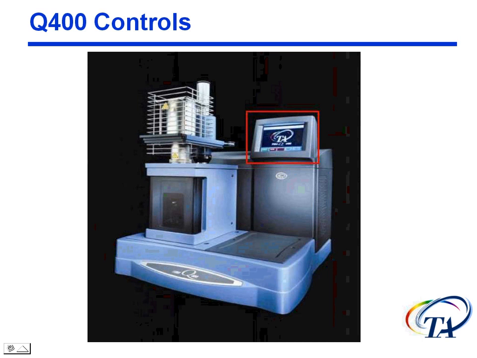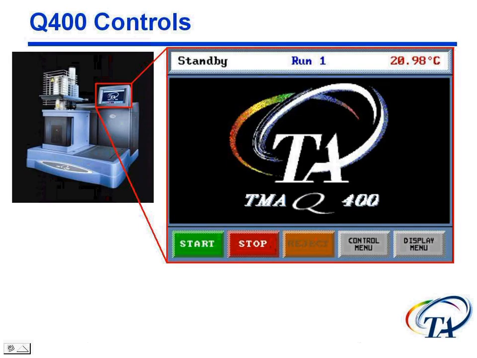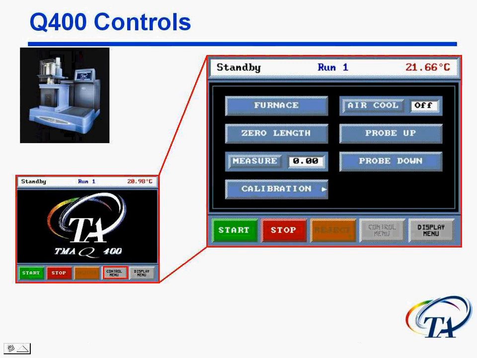Now, this is the Q400. This is what it looks like when you look at it. We're going to look at the buttons on the screen here that's highlighted, how we control it. And if we zoom in on that, we can see start and stop, reject, okay, but there's also control and display menu. If we go to the control menu, then we see we have buttons for the furnace, that's up and down. We can zero the length, measure our sample length. There's calibration that we can go from there, air cool on and off, probe up and down. Okay, they're all pretty self-explanatory.